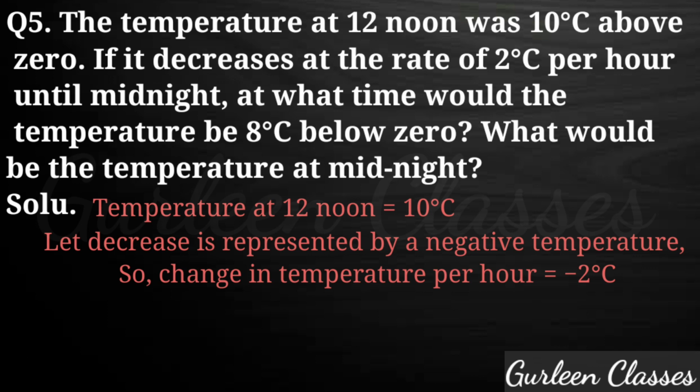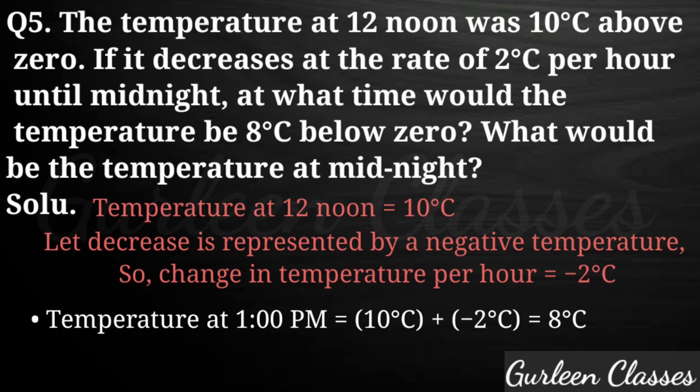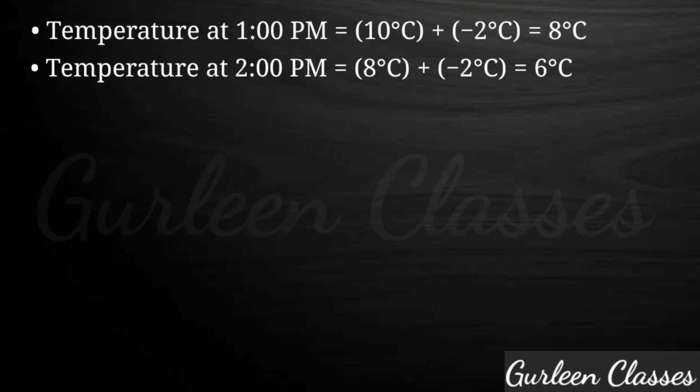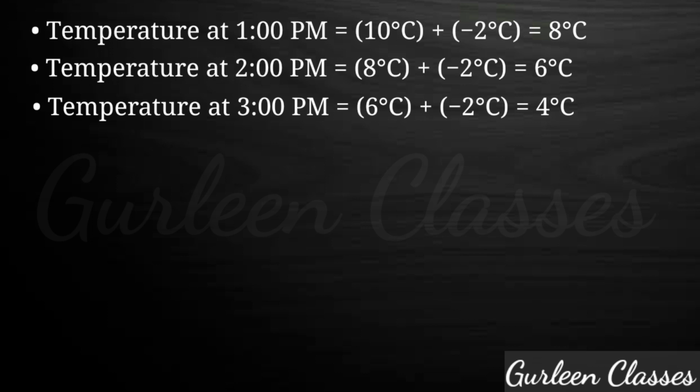So now let us find out temperature at 1 p.m. So it will be 10 degrees Celsius plus minus 2 degrees Celsius, that is 8 degrees Celsius. You have to move 2 steps backward from 10 degrees Celsius. So now temperature at 2 p.m. It was 8 degrees Celsius at 1 p.m. So 8 degrees Celsius plus minus 2 degrees Celsius, that is equal to 6 degrees Celsius.